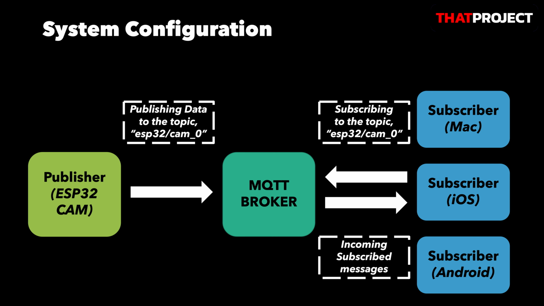This is the current system configuration. When ESP32CAM becomes a publisher and constantly publishes image data to the specific topic, ESP32CAM_0, the clients who subscribe to ESP32CAM's topic can receive this data. All clients may subscribe to the same topics and do with the information as they please. The MQTT broker acts as a simple common interface for everything to connect to. It's very simple, but it can be very powerful.